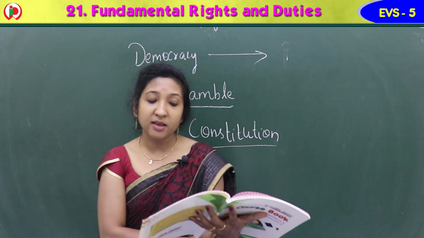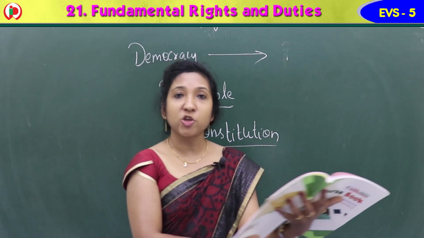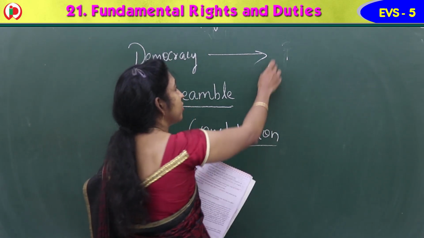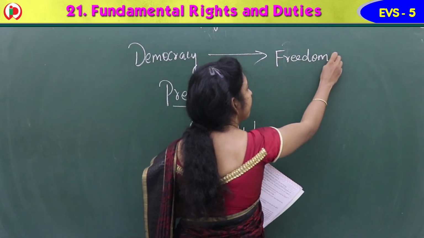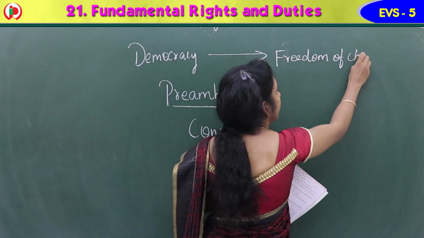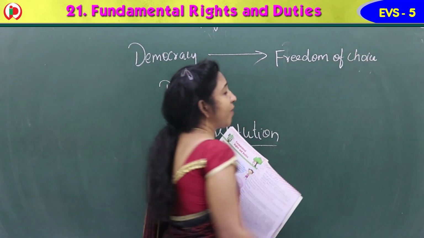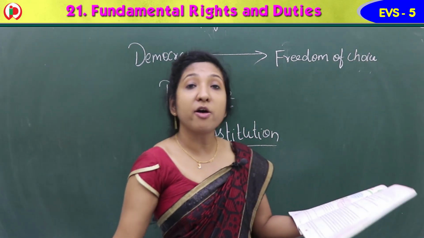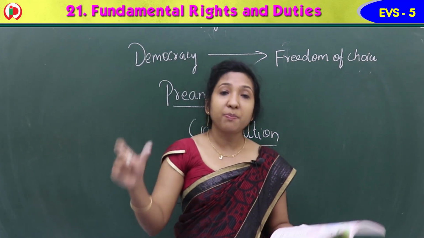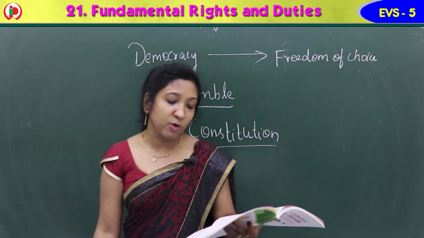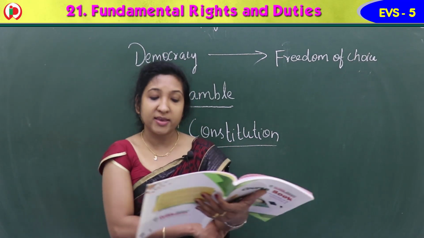Freedom of choice is the core of democracy. It is the main value, the central part of democracy. The core value is freedom of choice, we say, isn't it? Core means the main thing, the central part. The most important thing of democracy is freedom of choice.